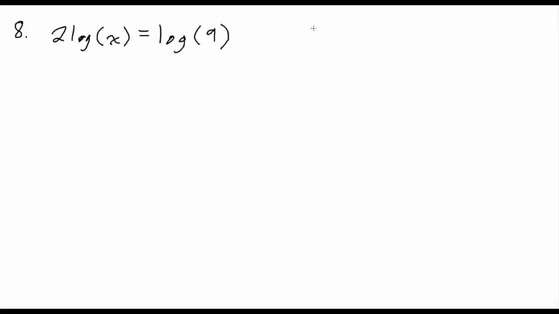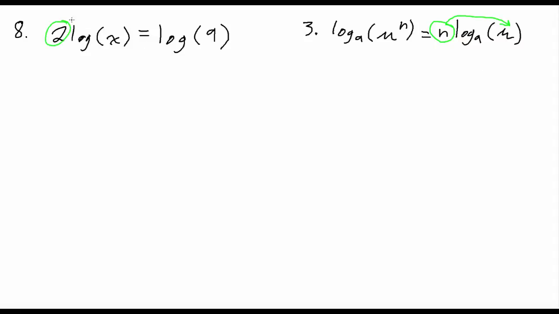Well, the first thing we have to do is use the third property of logarithms, which states that the log base a of u to the n power equals n times the log base a of u. But this time, we're going to do it backwards. We're going to move the number in the n position up into the exponent position. So we're going to move 2 up into the exponent position on this x term here. This will leave us with the log of x squared equals the log of 9.